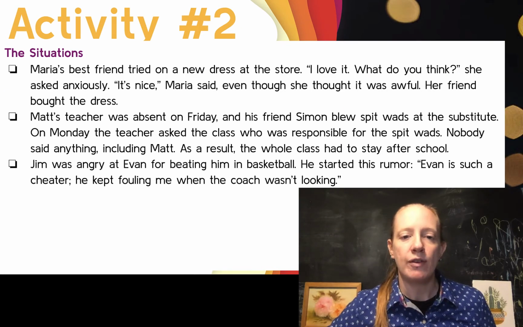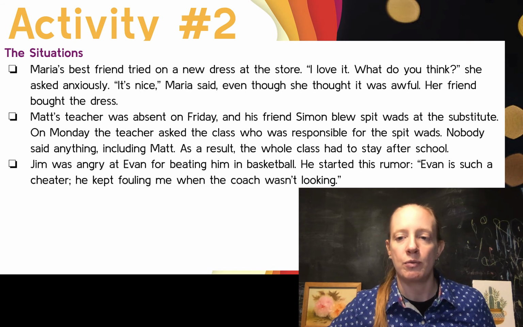Jim was angry at Evan for beating him in basketball. He started this rumor: "Evan is such a cheater, he kept fouling me when the coach wasn't looking."